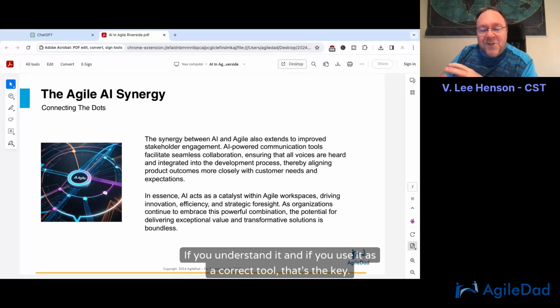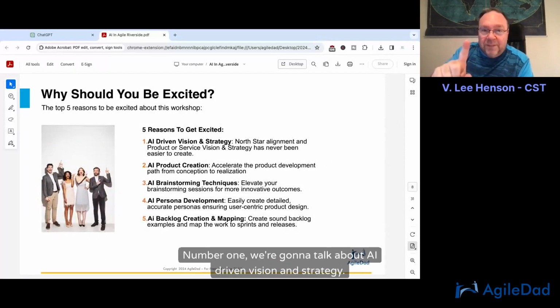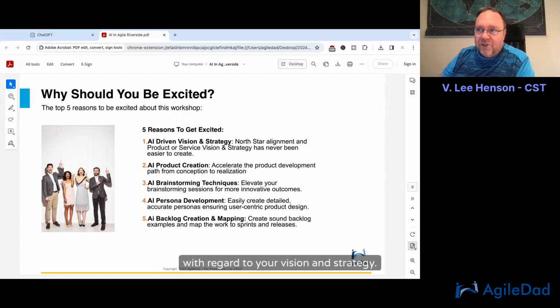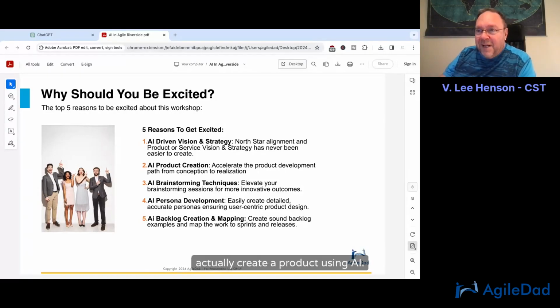That's the key. So here are the top 5 reasons why you should be excited about this workshop that you're sitting in right now. Number 1, we're going to talk about AI-driven vision and strategy. I'm going to walk you through with examples and show you how to get the most out of AI with regard to your vision and strategy. Number 2 is AI brainstorming and product creation. It's 2 and 3. I'm going to teach you how to brainstorm and get all kinds of great ideas and then actually create a product using AI.